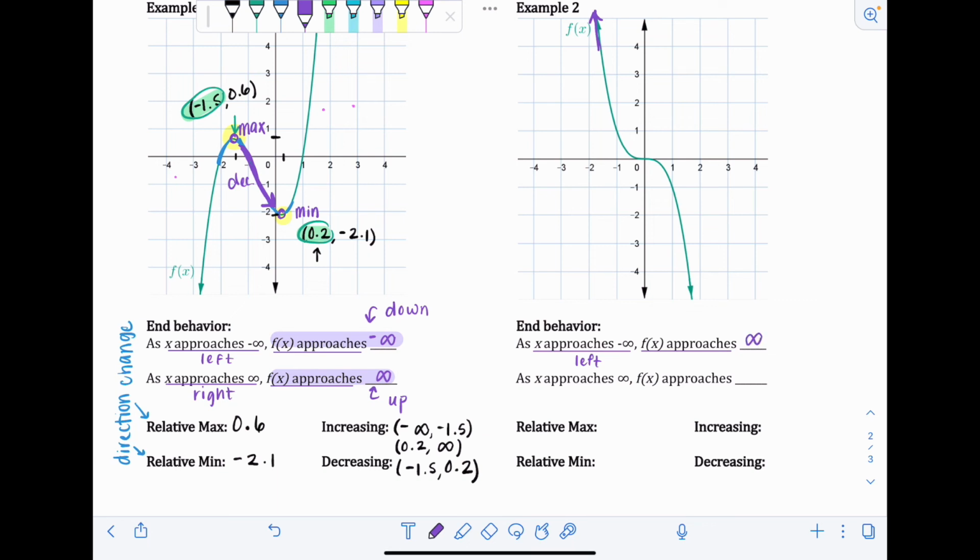And then the second line, as x approaches infinity, that means the right side of my graph, because the x values are getting bigger. So the right side of my graph goes downward. That means that f of x approaches negative infinity.